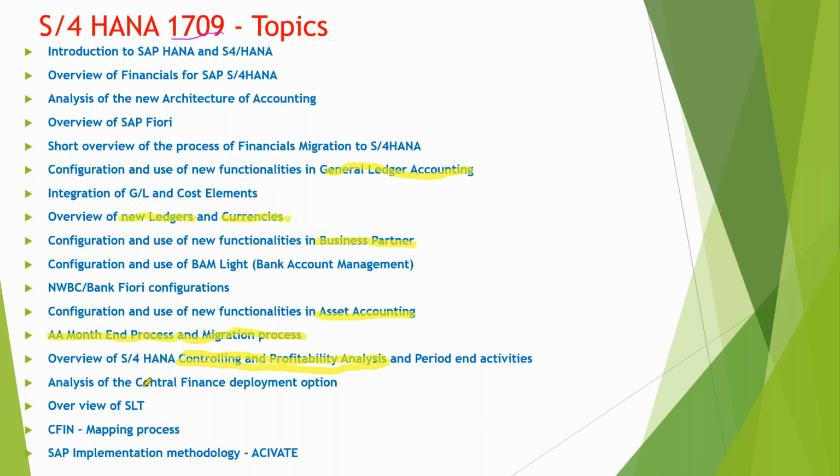I'm going to explain how this architecture works, how this landscape works, and I'm going to talk about the central finance deployment options as well. And in central finance, we have a concept called SAP landscape transformation process, which we are going to talk about. And how you map your source system values with the target system values, we are going to learn from the mapping point of view.